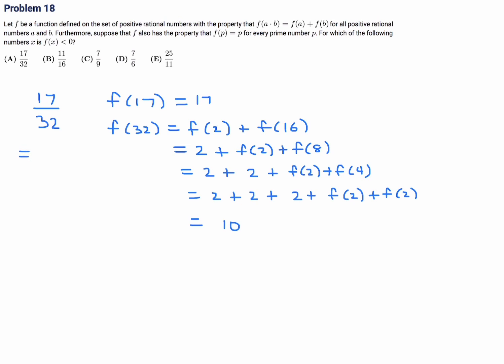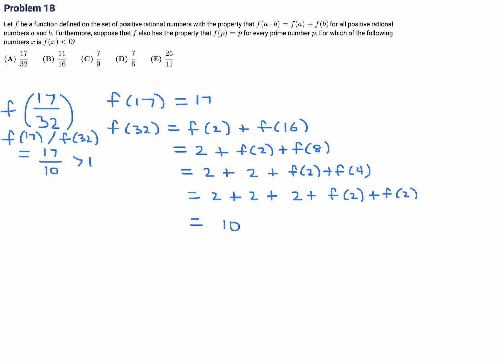So that means this 17 over 32 is really just 17 over 10, and that's obviously greater than 1. We want something eventually that's less than 1. In particular, we just broke it up into f at 17 divided by f at 32.